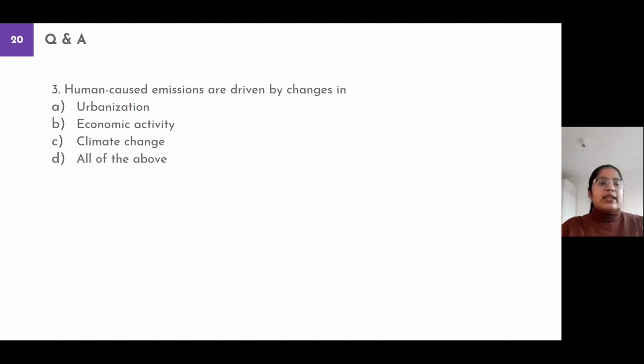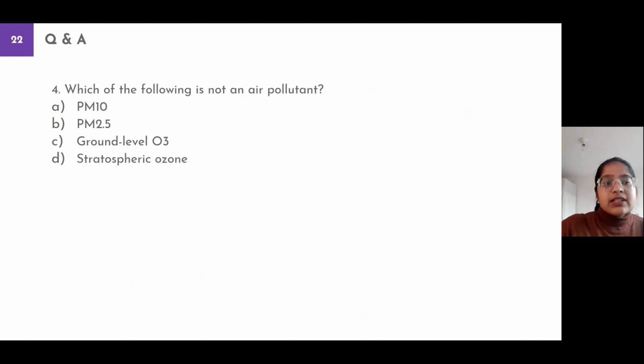Moving on, question 3: human-caused emissions are driven by changes in A, urbanization, B, economic activity, C, climate change, and D, all of the above. The correct answer is D, all of the above. This is because human-caused emissions are driven by urbanization, rising population, and an increase in factories and mass production. Also, economic activity and climate change put pressure on and cause human emissions. So all of the options are correct.